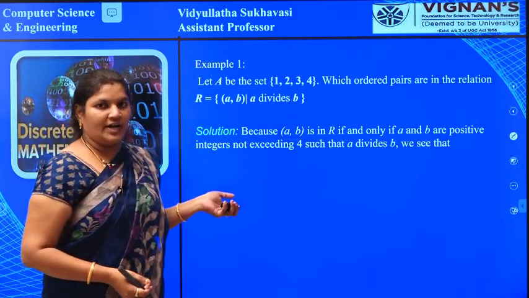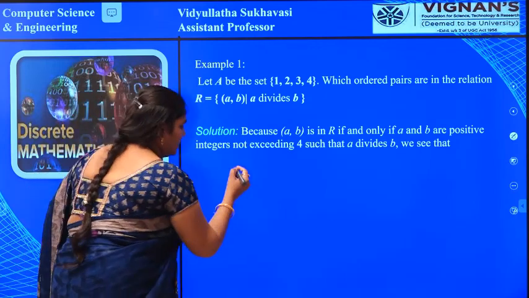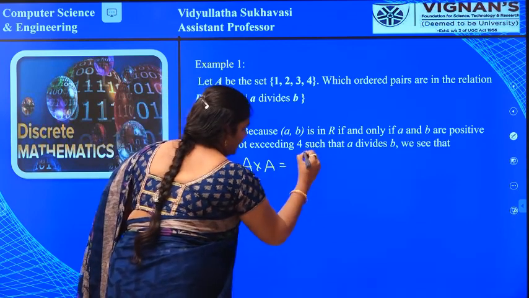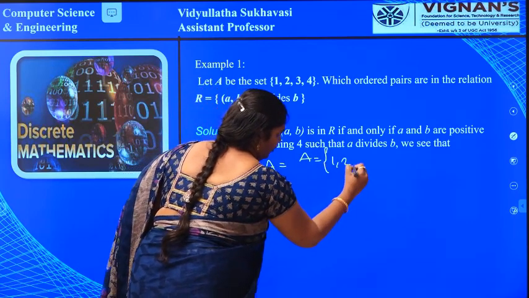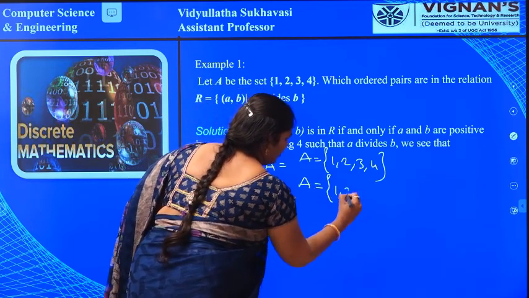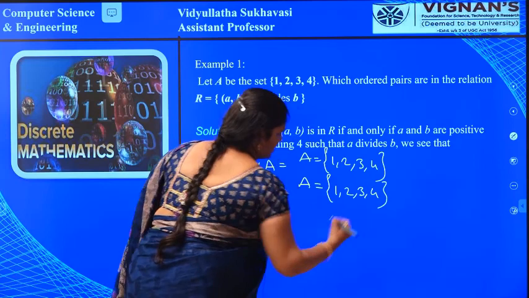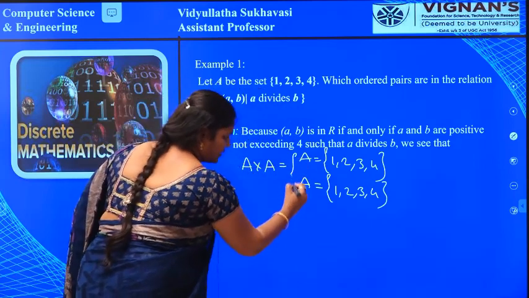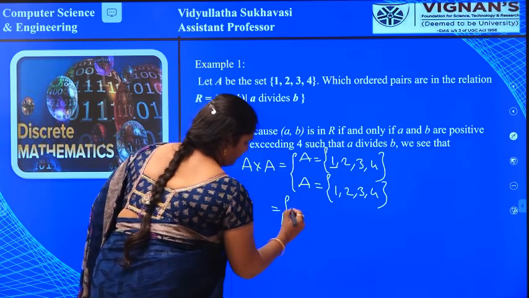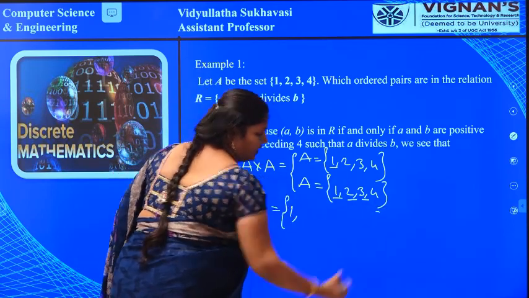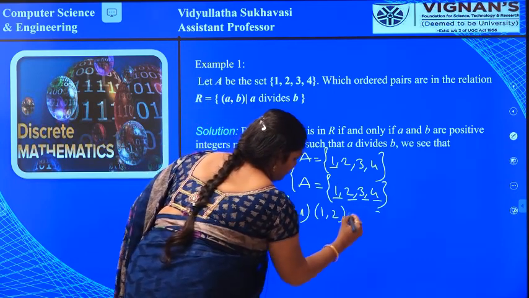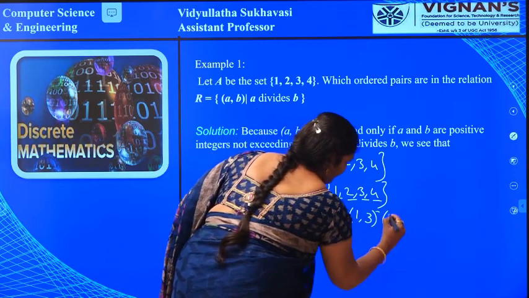So how are we going to find the Cartesian product? First, we need to find A cross A. A equals 1, 2, 3, 4, and again we consider another set A equals 1, 2, 3, 4. To find the Cartesian product of these two sets, we take the first element of the first set, 1, with all the elements of the second set: 1, 1, 1, 2, 1, 3 and 1, 4.